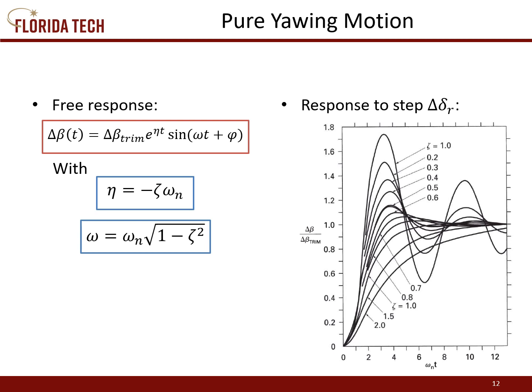We see here that the free response in time is going to be sinusoidal, multiplied by an exponential term here, that as long as everything's stable, will decay over time. But it's a sinusoid, and we see the damping effect. Here are different plots for different damping ratios, 0.2, 0.3, etc. Here are higher damping ratios, so less overshoot, 0.7 all the way out to 2.